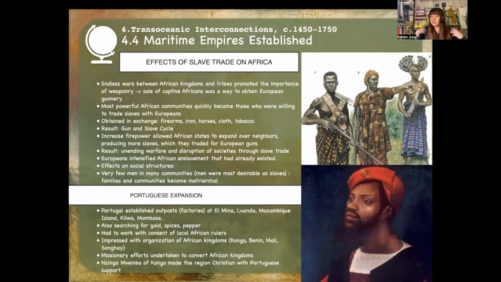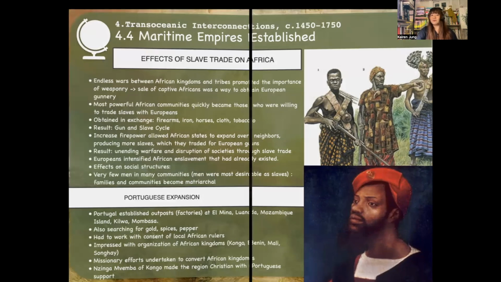They carried out missionary efforts, trying to convert African kingdoms, and then Nzinga of Congo made the region Christian with Portuguese support. And that's someone that you can kind of remember as how the Africans responded to Portuguese expansion, how they responded to the taking of slaves. Africa is not a monolith at the end of the day. That's really something you should take away from this.